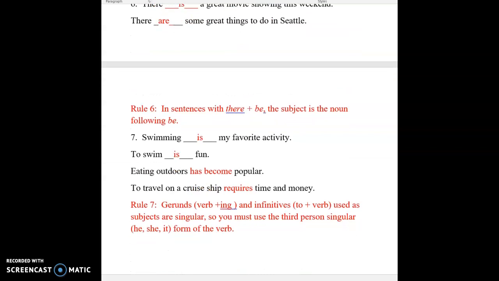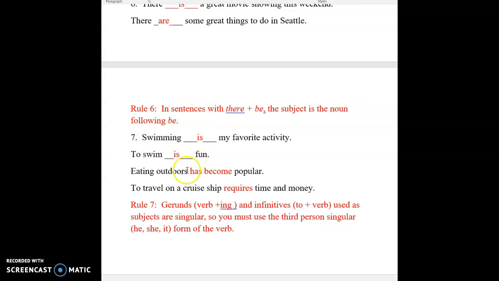The final rule is basically when you have the ing form of a word, we call this the gerund, or if you say the to form, to swim, that's called the infinitive. Okay, and if these forms are in the subject position, the verb is always going to be singular.